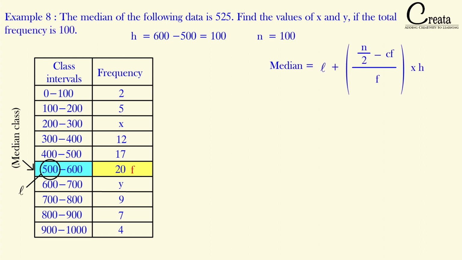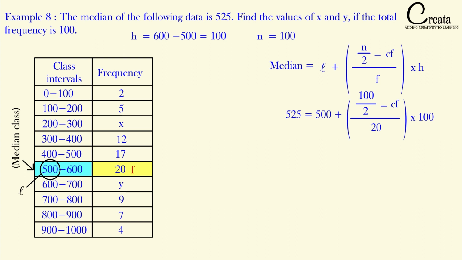So this is the formula of the median. What is missing in this formula? The median, we know, is 525. l, we have seen, is 500. f is 20, h is 100, n is 100. cf is missing. And what is cf? cf is the cumulative frequency of the class preceding the median class. So here we have to calculate the cumulative frequency.